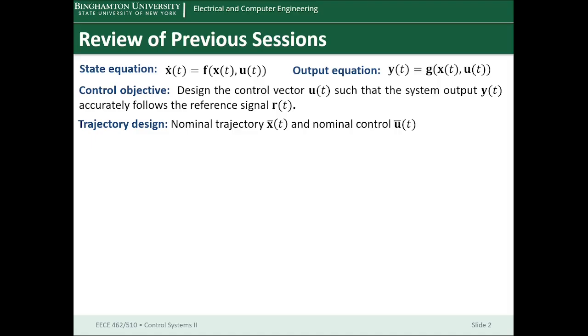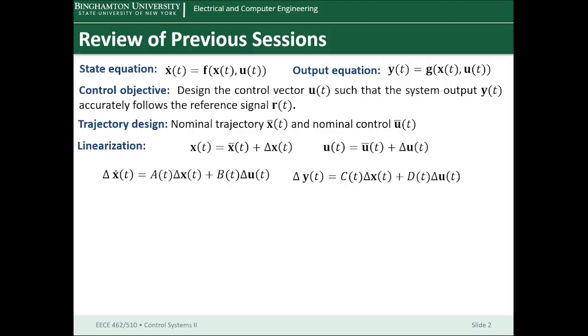After that, we studied the behavior of the trajectory near the nominal trajectory in the state space. Together, we derived the perturbation state equation. This equation had 2 parts: a linear term involving the perturbation state and control, and a set of high-order terms forming an infinite series.